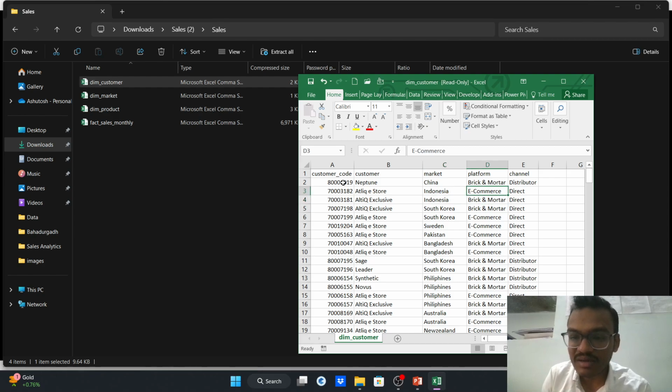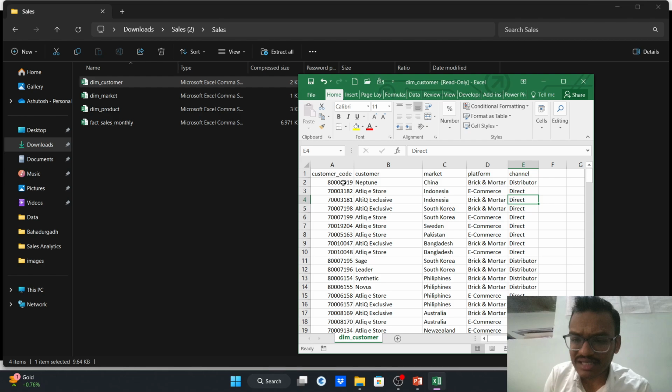And here you can see platform. It is selling its product through which platform? Brick and mortar or direct? So sorry, brick and mortar or e-commerce. Platform are two types: brick and mortar and e-commerce. So here it is using brick and mortar, which means it is having a physical store.